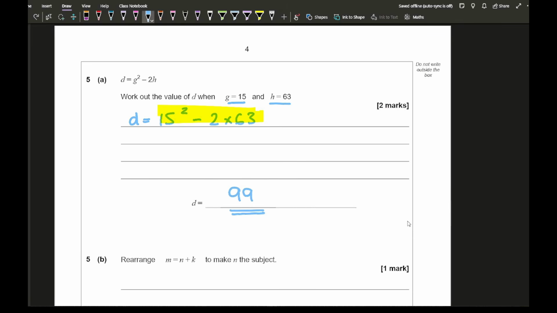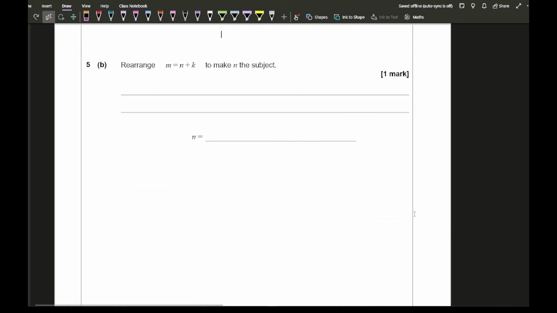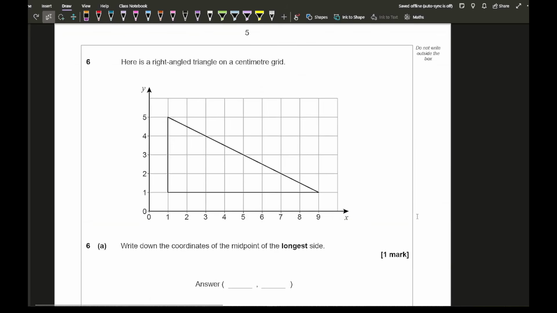It then says for 5b, rearrange m equals n plus k to make n the subject. So here we want n equals, so we want n by itself. So what I need to do is get rid of the k, and I do that by taking away k. So that's going to be n equals m minus k. And there we go.